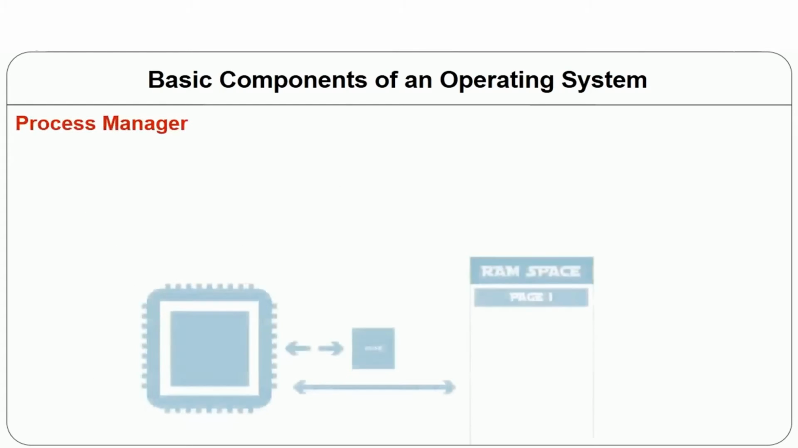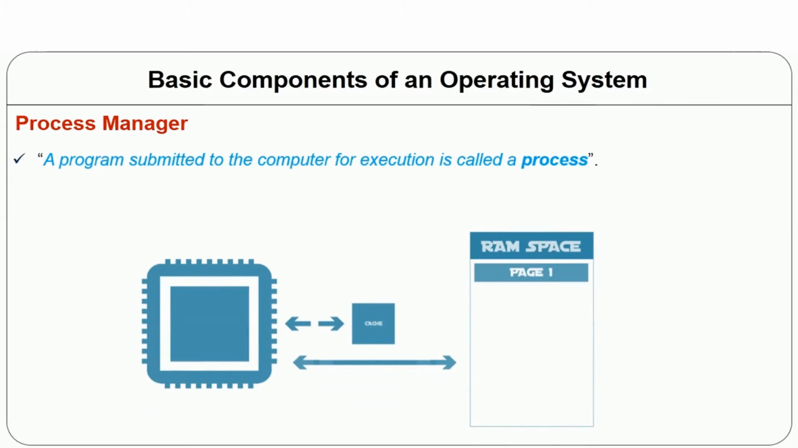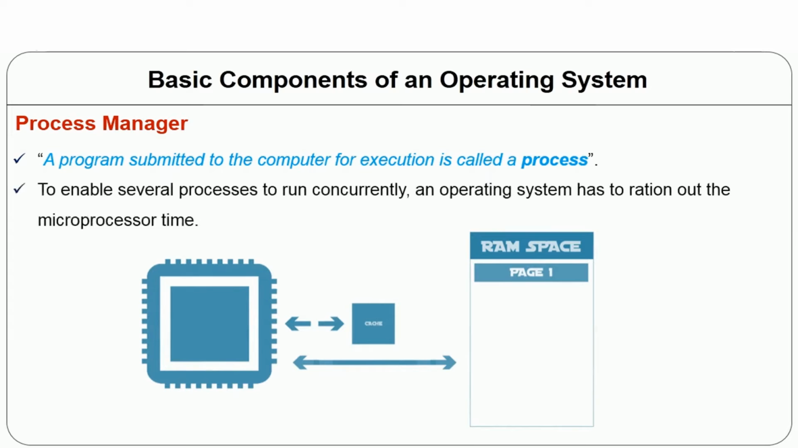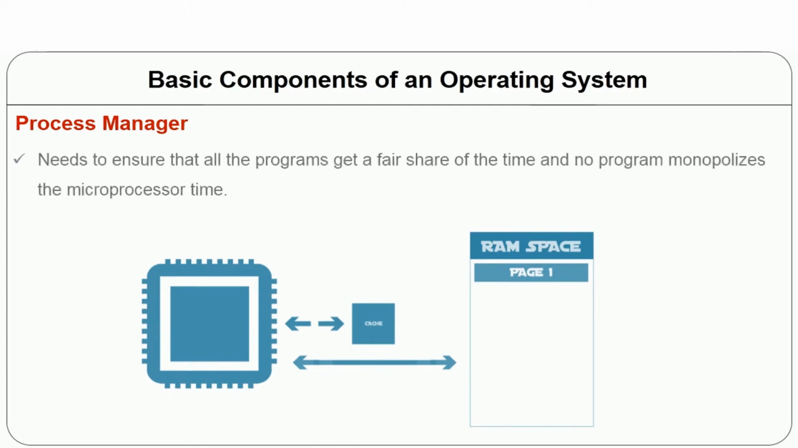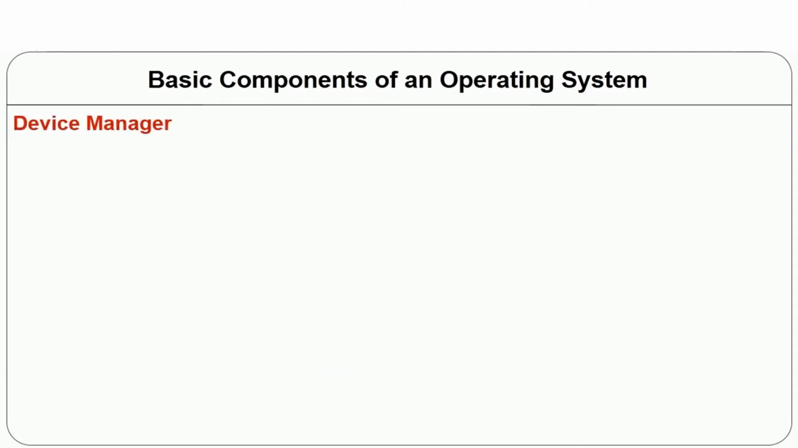Process manager. A program submitted to a computer for execution is called a process. To enable several processes to run concurrently, an operating system has to ration out the microprocessor time. The process manager needs to ensure that all the programs get a fair share of the time and no program monopolizes microprocessor time. Next one is device manager.